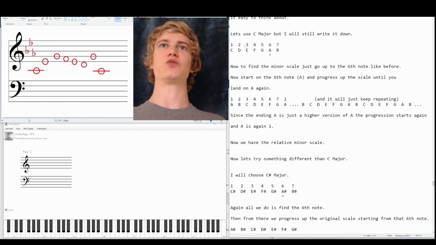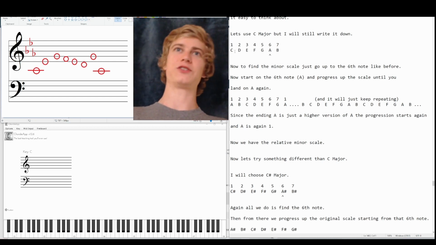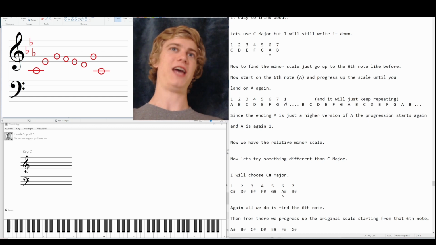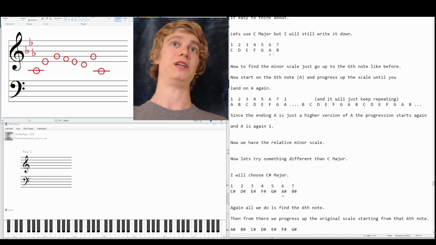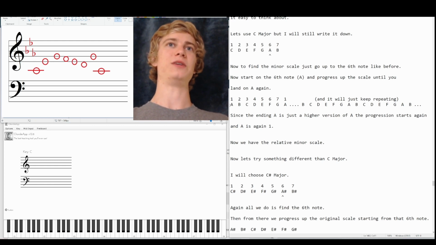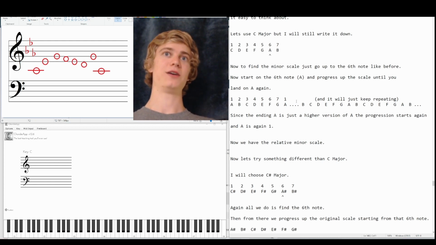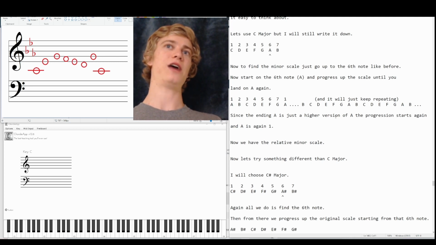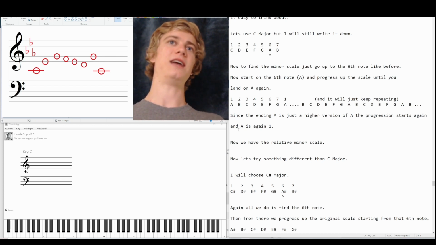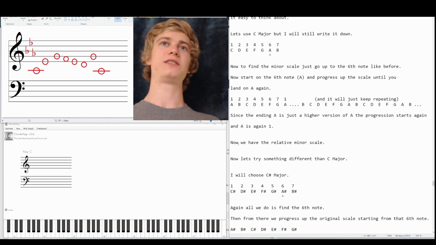Okay, so C major is written down here. C, D, E, F, G, A, B. Now we find the minor scale. Again, we just go up to that 6th note like before. We start on that 6th note and we progress up the scale until we land on A again. So A, B, C, D, E, F, G, A, because we originally had C, D, E, F, G, A, B, C, D, E, F, G, but we're starting on the A now, so it's the same thing, but now it's just going to be starting on A, telling us A minor. Since the ending A is just a higher version of A, the progression keeps repeating infinitely, and A is again the 1. Now we have the relative minor scale.